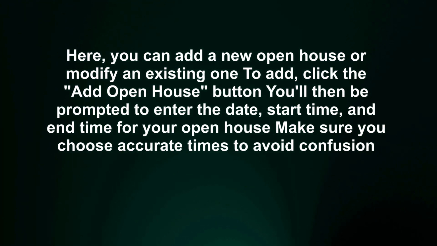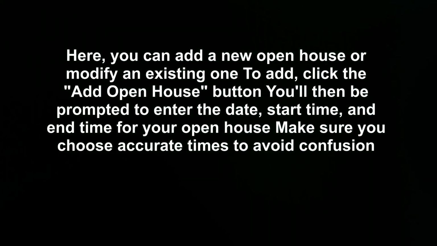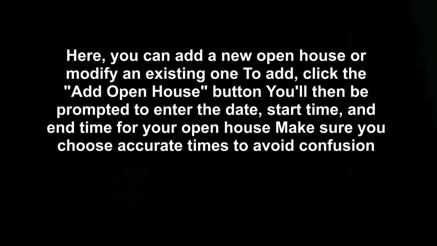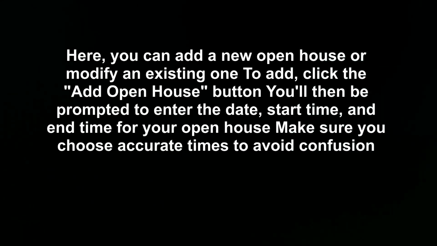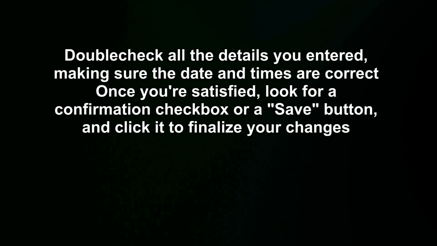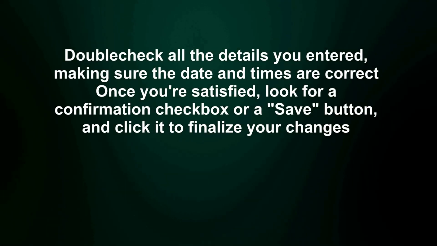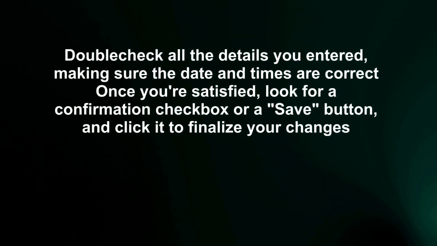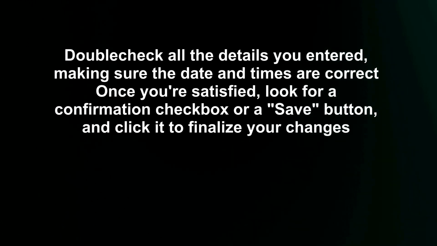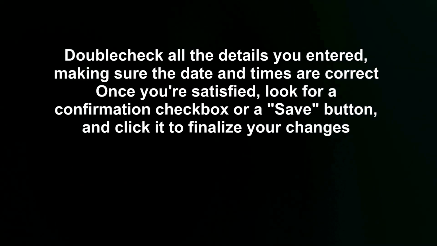To add, click the Add Open House button. You'll then be prompted to enter the date, start time, and end time for your open house. Make sure you choose accurate times to avoid confusion. Double check all the details you entered, making sure the date and times are correct. Once you're satisfied, look for a confirmation checkbox or a save button, and click it to finalize your changes.